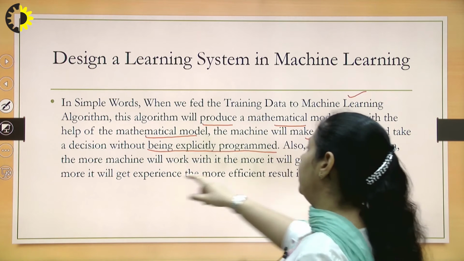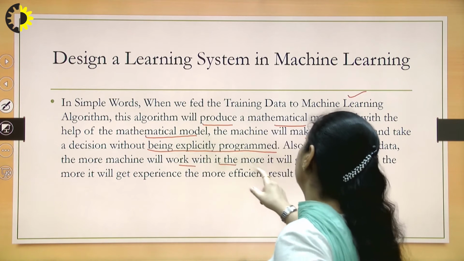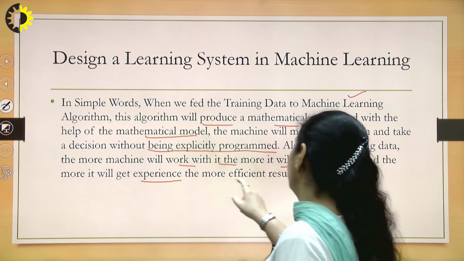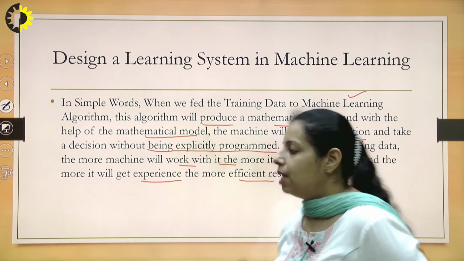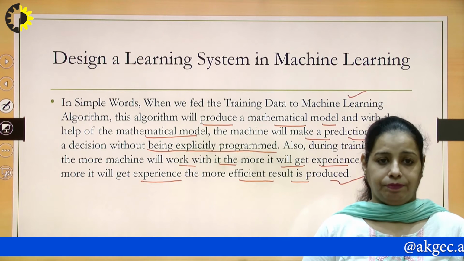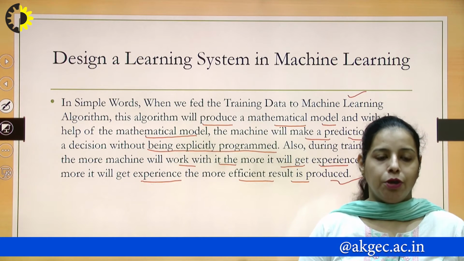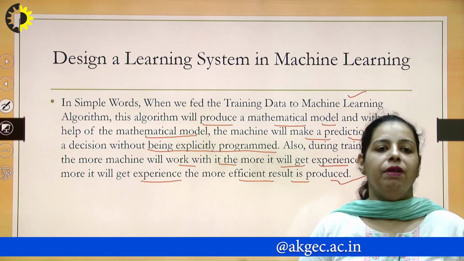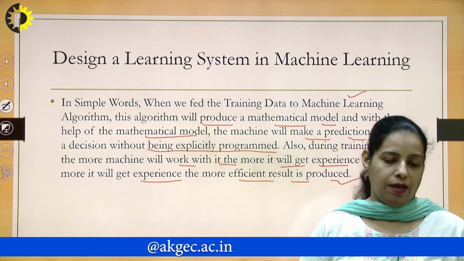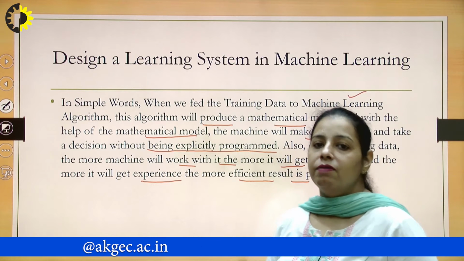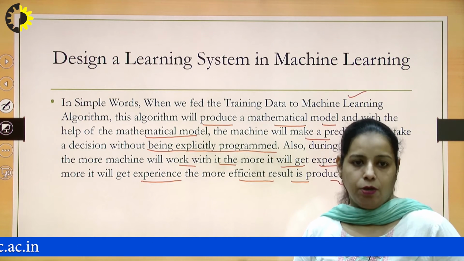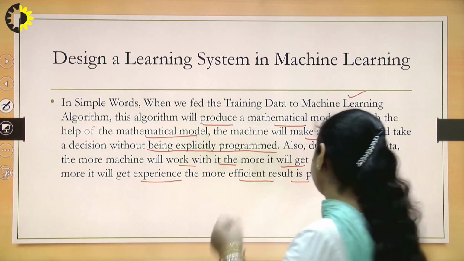Also, during training, the more the machine works with the data, the more experience it gets, and the more experience it gets, the more efficient the result it produces. It means that our machine has to go through the maximum number of experiences. It should encounter the maximum number of similar kinds of problems in order to get maximum experience. And if it does so, then it gives us very efficient results, because it has become well experienced overall to give us good results.